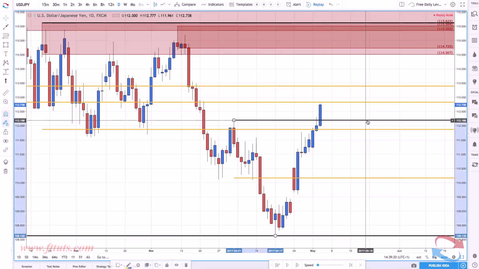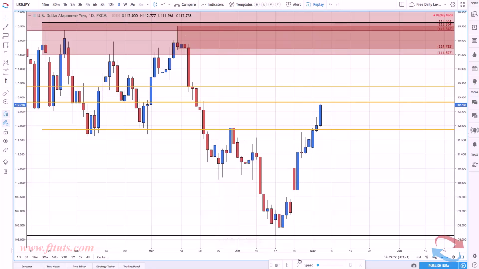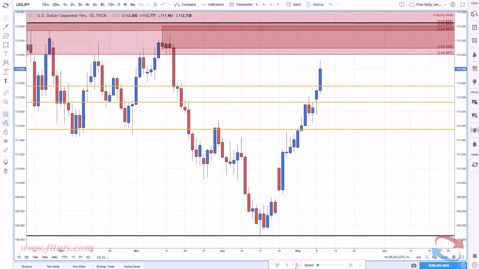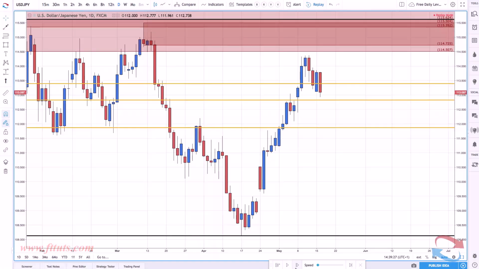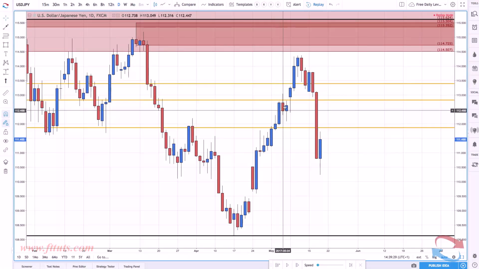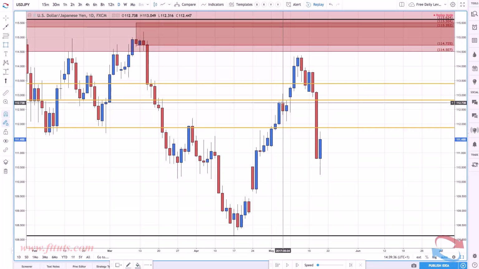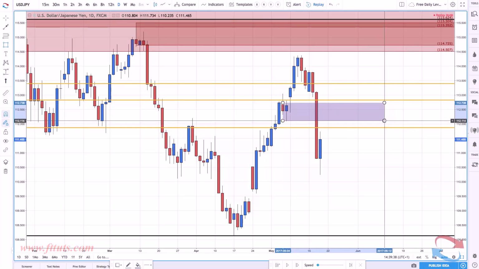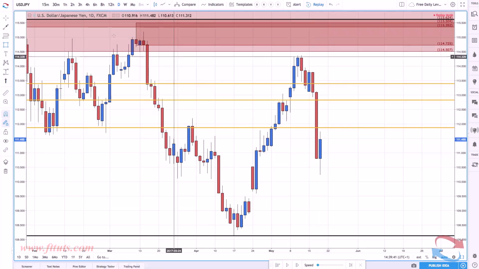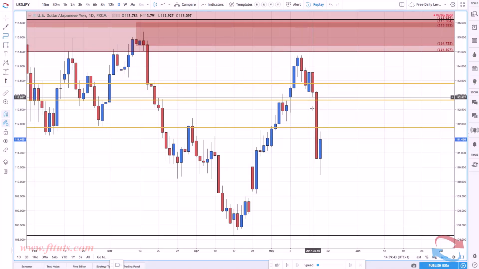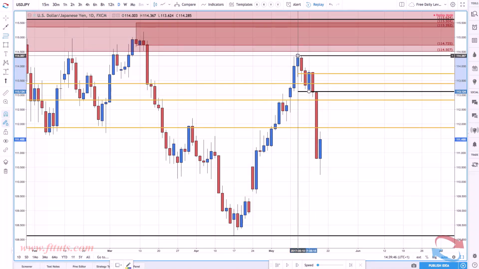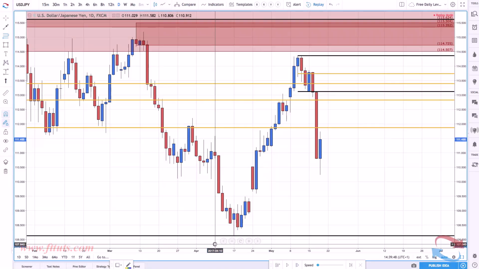We can delete that right there. Prices then come up, right, they take out this level of demand here. This would have been a level of demand as prices were making higher highs and higher lows. So we take out that level of demand, so now this becomes our level of supply. And let's put in supply.